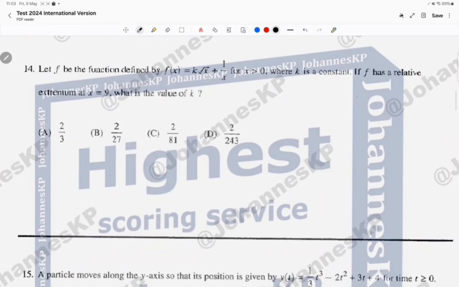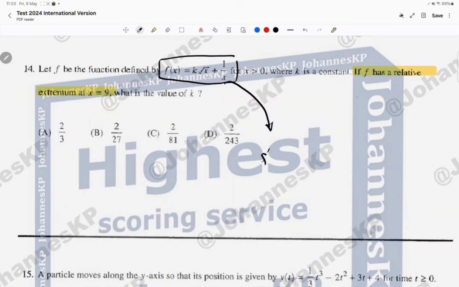Question 14. Okay, so if that has a relative extremum, that could mean a minimum or a maximum. We don't know. So what do we do? We should take our f and differentiate. We should also equalize it to 0. And we should replace x there with a 9.